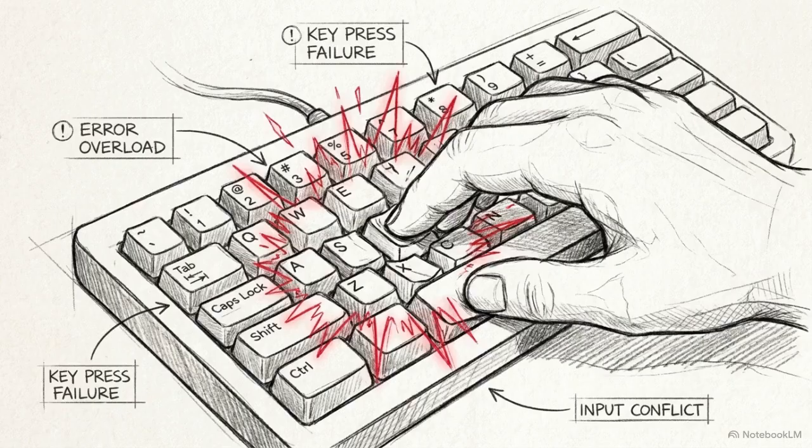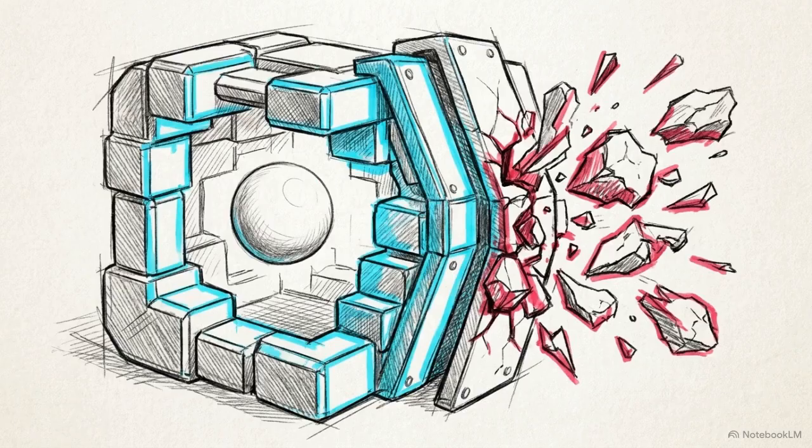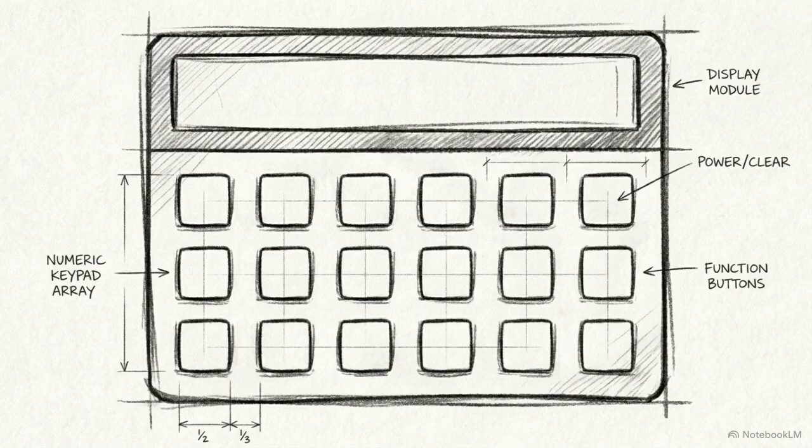Writing a robust object-oriented application means assuming the user will eventually input something destructive and building a structure specifically designed to absorb that chaos without bringing down the system. To see how this works, we have to rebuild the application from the ground up, starting with the static layout.